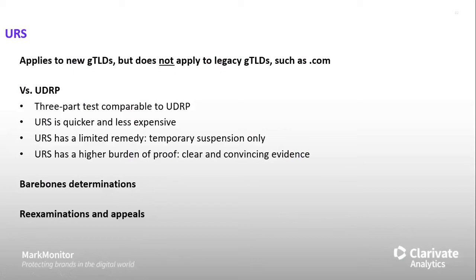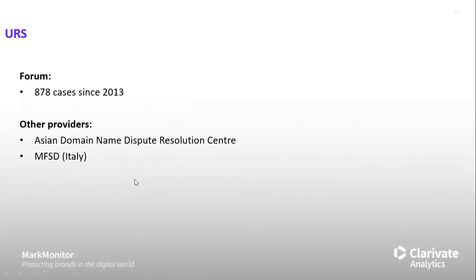So moving on to the next slide, why in the world would somebody choose the URS instead of the UDRP if there are all of these limitations? That's a very good question. Frankly, not too many have. I'll refer to the data in just a moment. But the short answer is the URS is significantly less expensive than the UDRP.